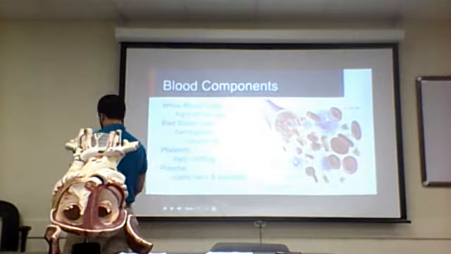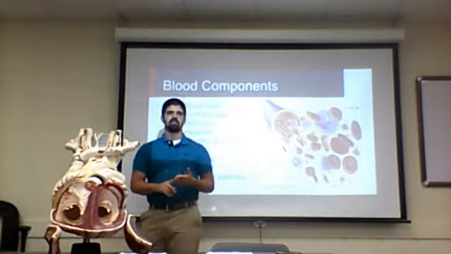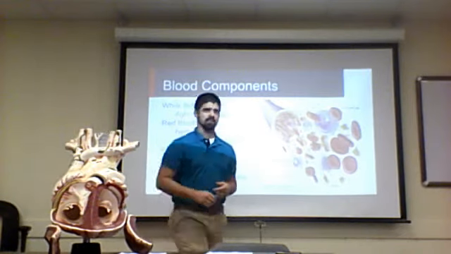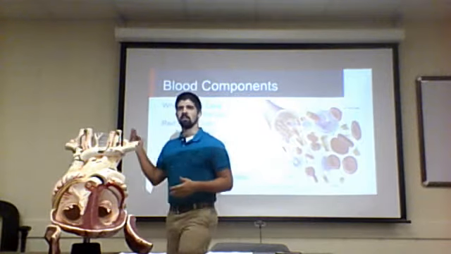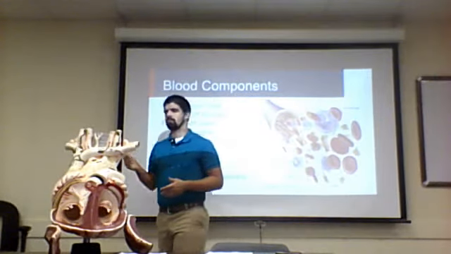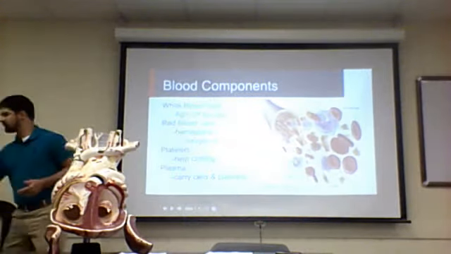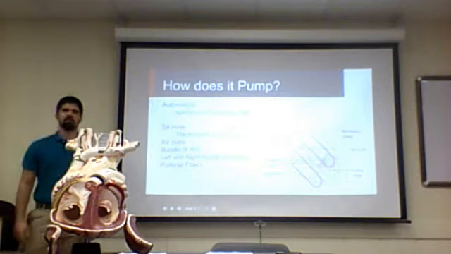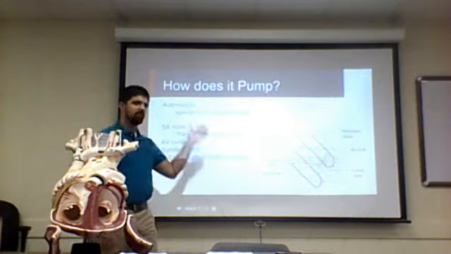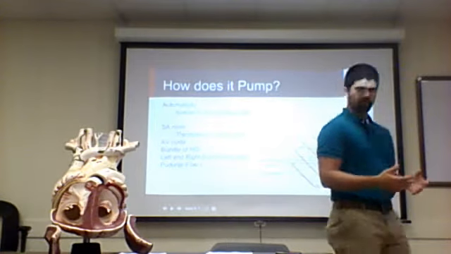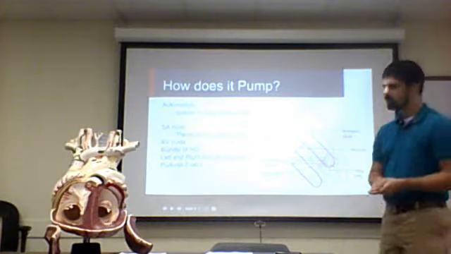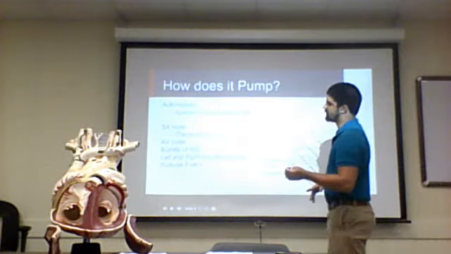Okay, so we've got a good idea of the anatomy, and we have a good idea of what's in the blood, but how does the blood get where it's going? How does the cardiovascular system pump this blood through the body? Well, it's through electrical conduction.